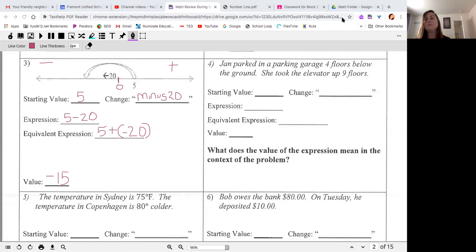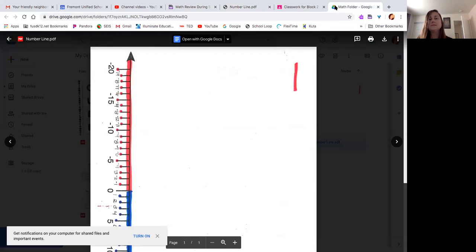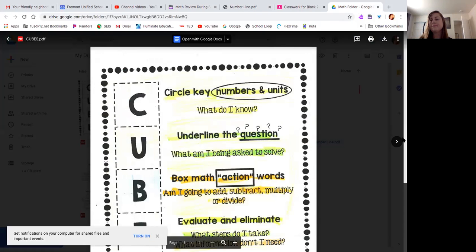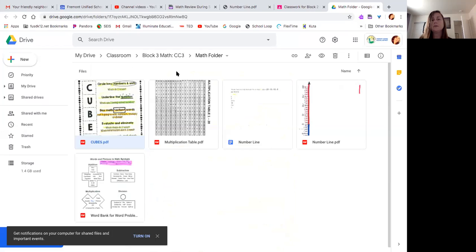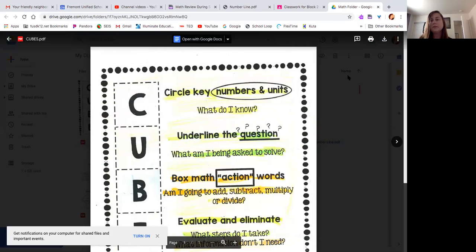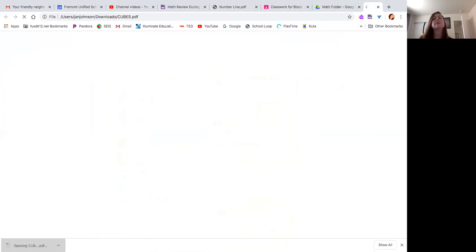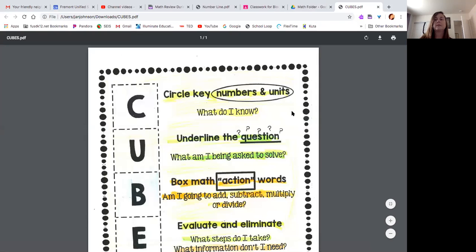Here we have cubes. Let's see if that's in my other math folder over here. Can I pull that for you? Cubes. Here we are. Maybe I should try to download that one too. I might download these a lot if I do it that way for each video. I think I already have this saved on my computer. Okay.